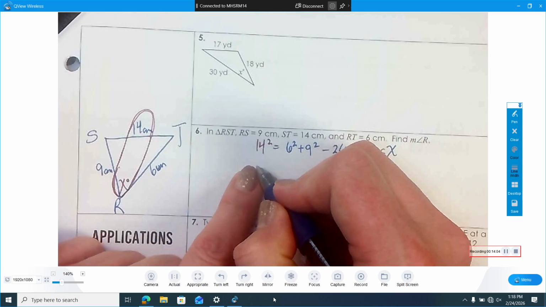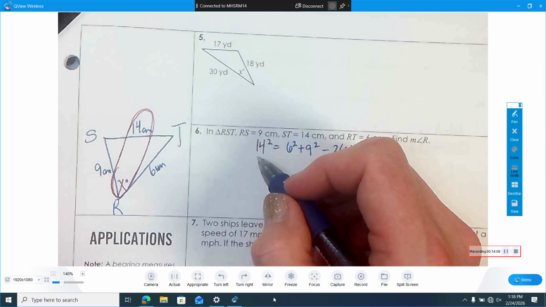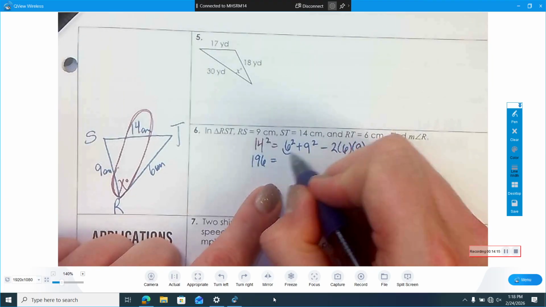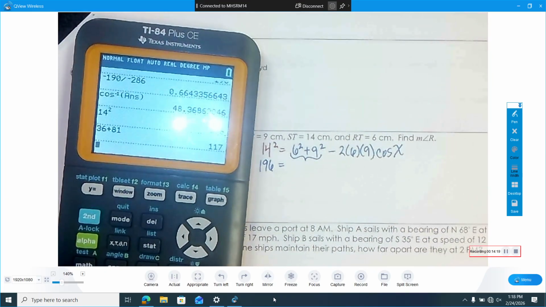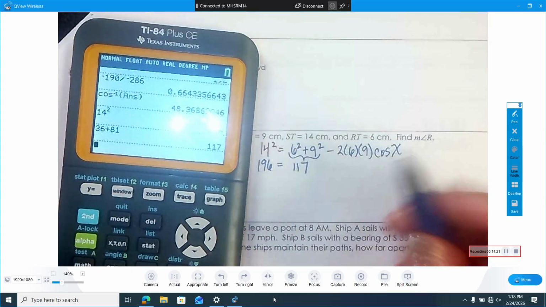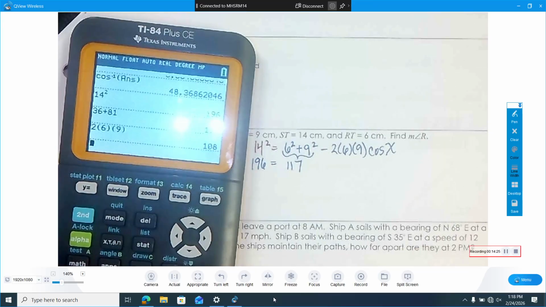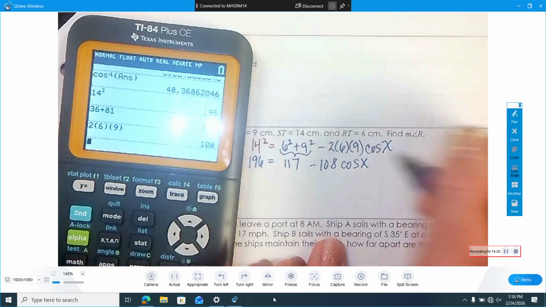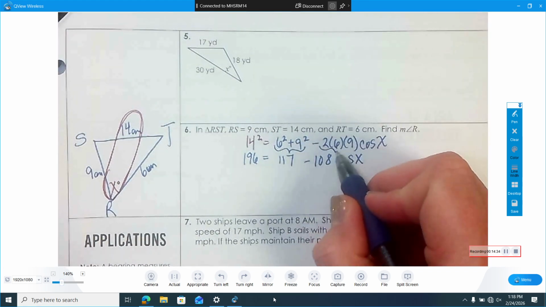14 squared is 289? Is that right? Oh, 196. All right. And then I can put my, let's see, 36 plus 81 is 117. And then 2 times 6 times 9, I should probably be able to figure out that's 108. All right, so I've done some cleanup with the numbers there.